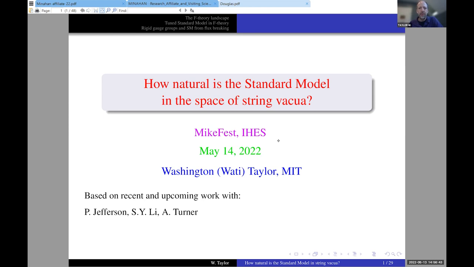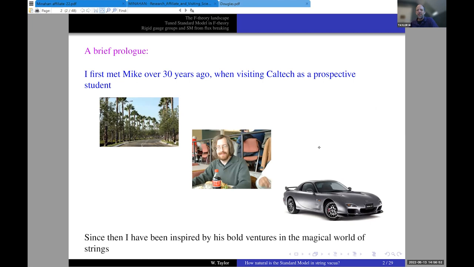Yeah. Great. Okay, so I want to talk today about some questions about string vacua and the standard model, but let me start first with a brief prologue.